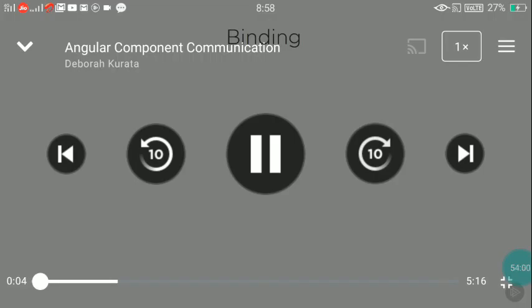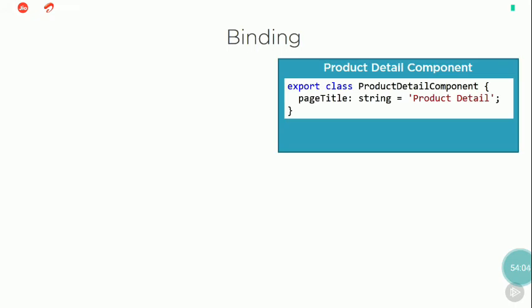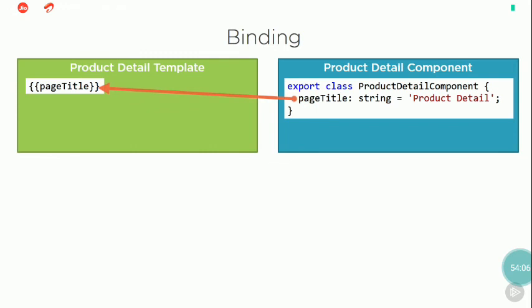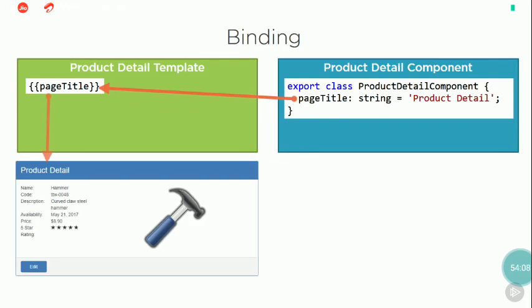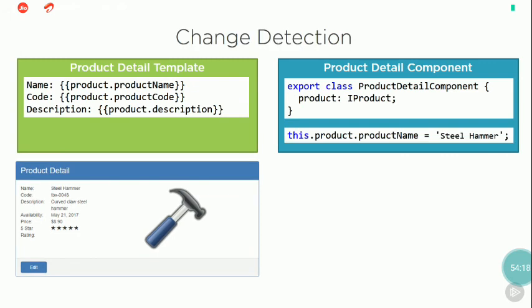One of the key features of Angular is its binding. We set a property in a component's class, bind it in the component's template, and it appears on the page at runtime. To display the product details, we bind to properties of the product object that is defined in the component. If we change the product object or any of its properties in the component class, those changes are immediately reflected in the page. That's when we see the effect of Angular's change detection.